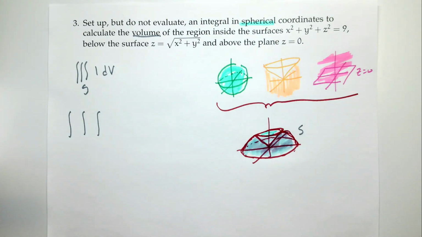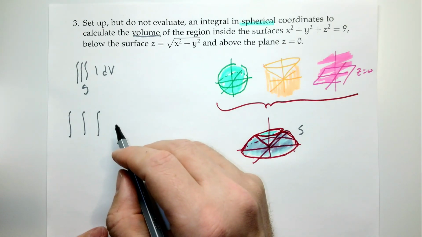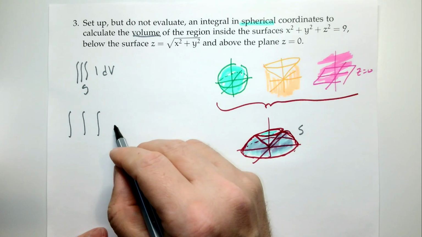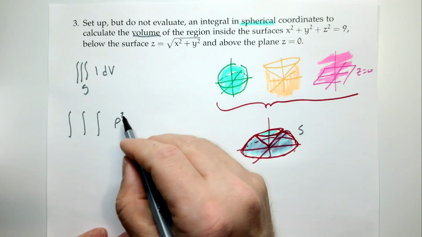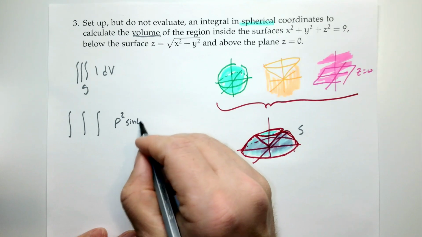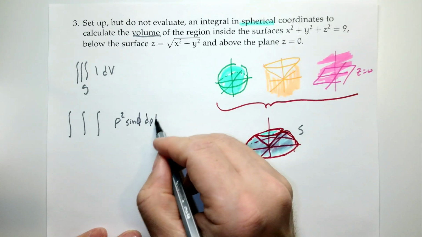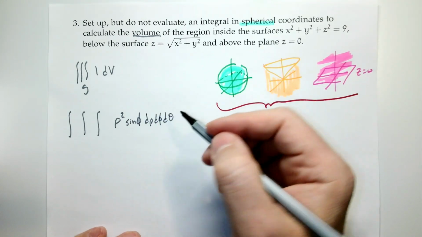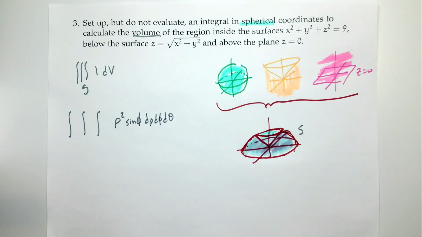How about dV? Remember the song: rho, rho, that's rho squared sine of phi, d rho, d phi, d theta. Merrily, merrily, merrily, merrily, calculus is a dream. Great song. All right, now let's stare and see if we can figure out some bounds.